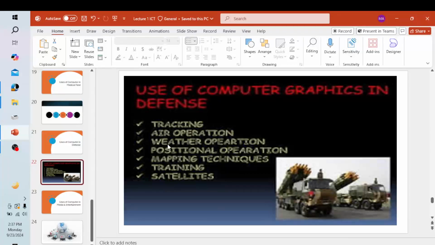The army uses computers to maintain the records, design and test new systems. It is also used during war for secure communication among the army personnel. I hope it is clear to all of you.